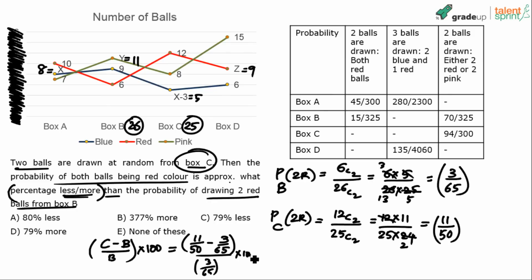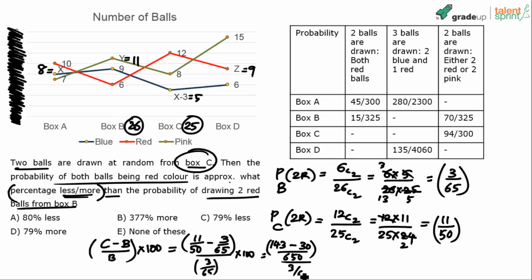Do this calculation. I think the LCM of 50 and 65 is 650, right? 650 can be taken as LCM. 50 goes how many times? 13 times. So 11 into 13 is 143, minus 65 goes 10 times. This is 30. This should be divided by 3 by 65.